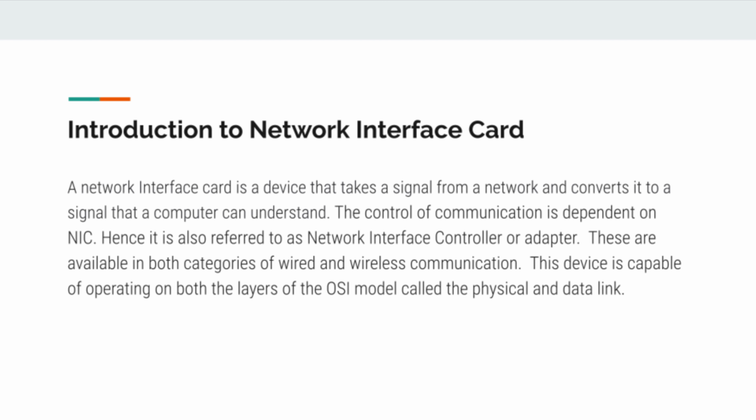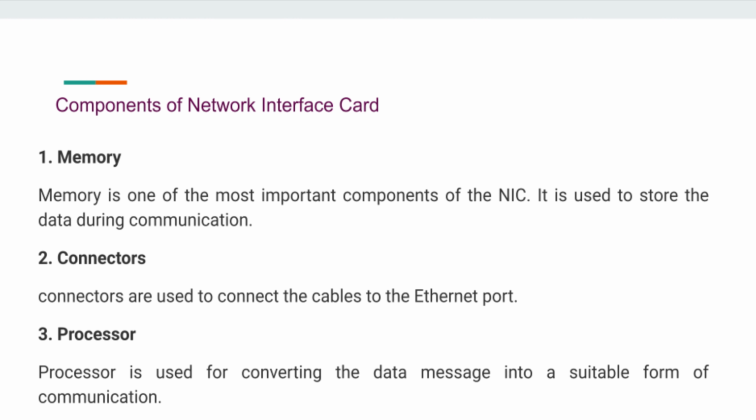Now, let's talk about the components of network interface cards. There are mainly 6 components of a network interface card. They are: 1. Memory. Memory is one of the most important components of the NIC. It is used to store the data during communication. Point 2. Connectors. Connectors are used to connect the cables to the Ethernet port. Point 3. Processor. Processor is used for converting the data message into a suitable form of communication.